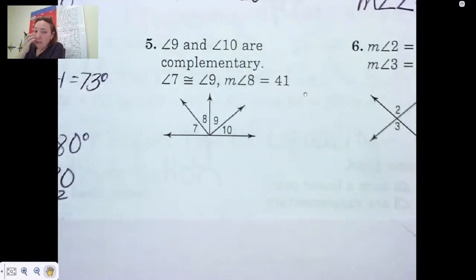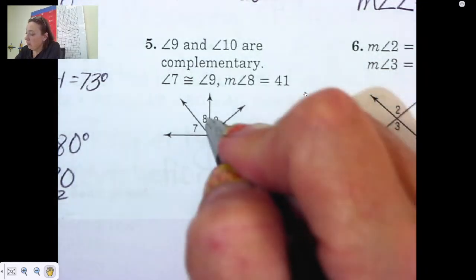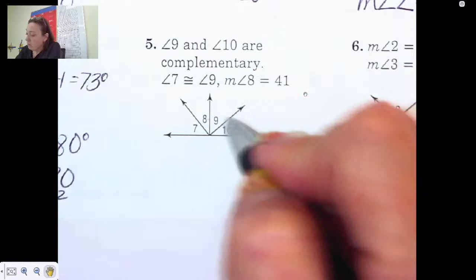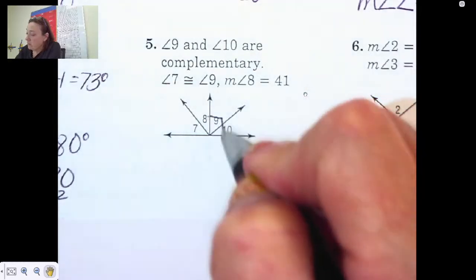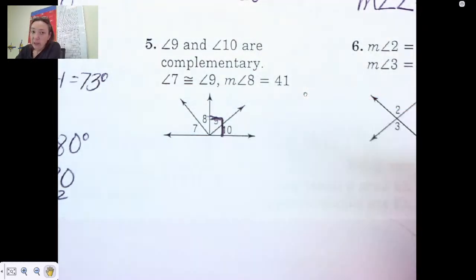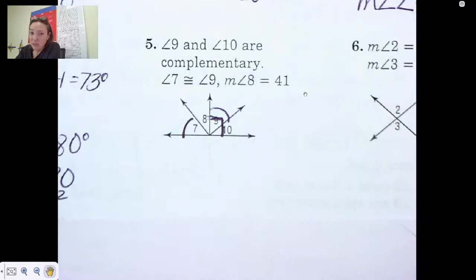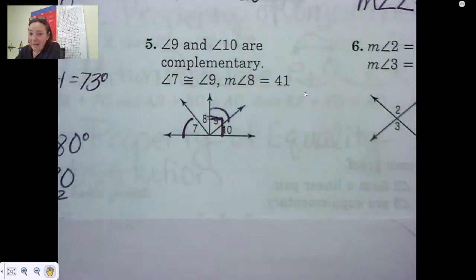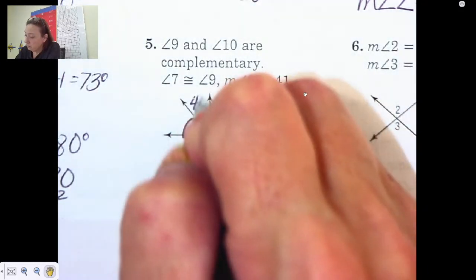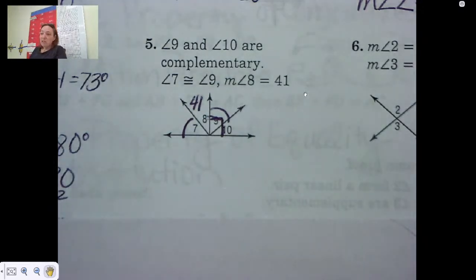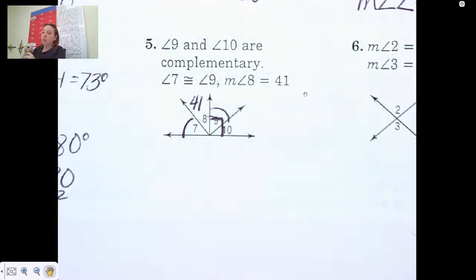So number 5, they tell us that 9 and 10 are complementary. So what does that mean, complementary? They add up to 90. So we know 9 and 10 make a right angle. 7 and 9 are congruent. So we're going to mark 7 and 9 as congruent, put the same little symbols in them. And 8 is 41. So based on that information, tell me what you know.